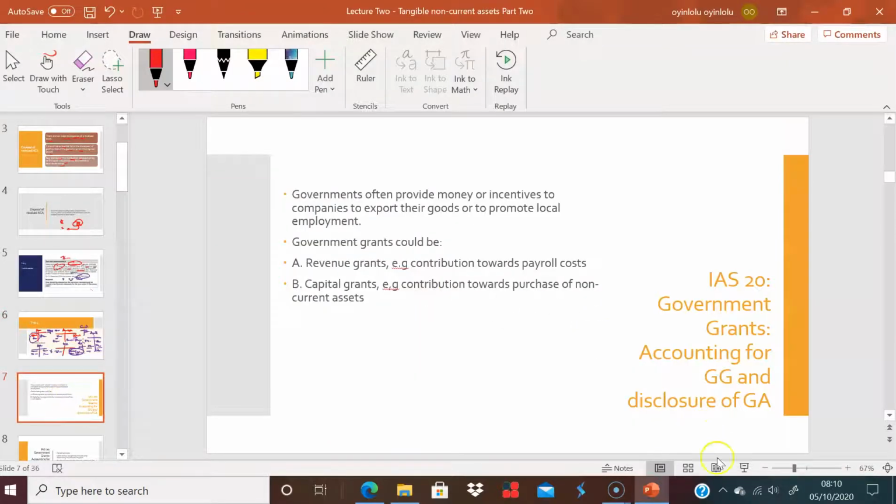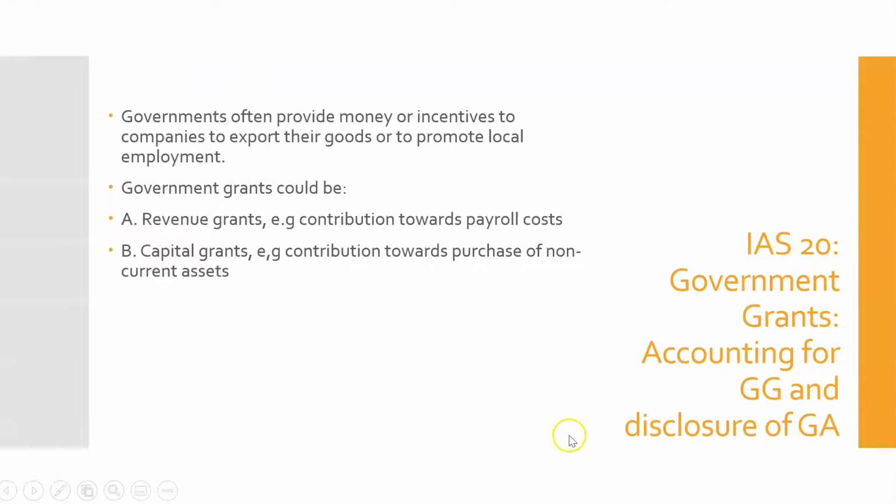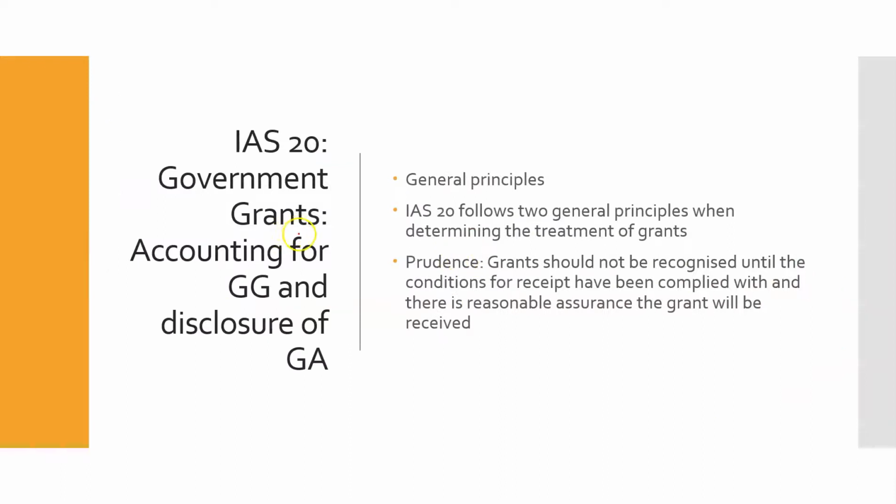It's talking about government grants. So governments often provide money or incentives to companies to export or to promote local employment. You can have two types of grants. You can have your revenue grants, contribution towards payroll costs, for example, or you could have capital grants. So these are grants, for example, for the purchase of non-current assets.